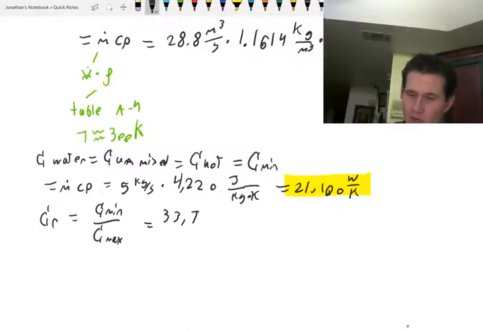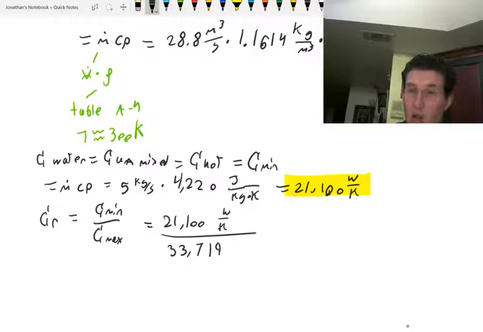So we have 33,700 for our Cmin. Oh, I'm sorry, that's Cmax. So our Cmin is 21,000, essentially. And it's really important that you remember to keep the ratio right. So our CR is always between 0 and 1. If your CR is ever greater than 1, you've made a mistake in assuming which one is your Cmin and your Cmax. Remember that if it is ever greater than 1, you've made a mistake and you have to go back and fix it now.